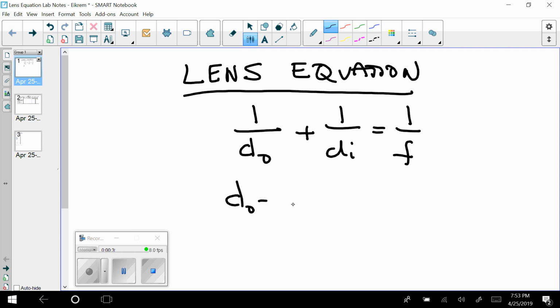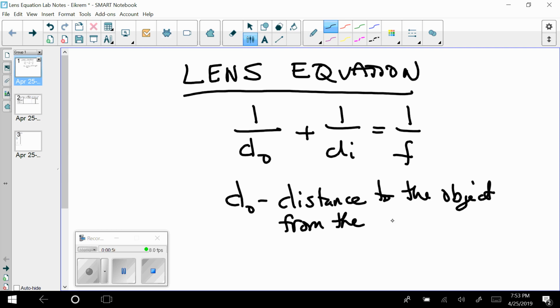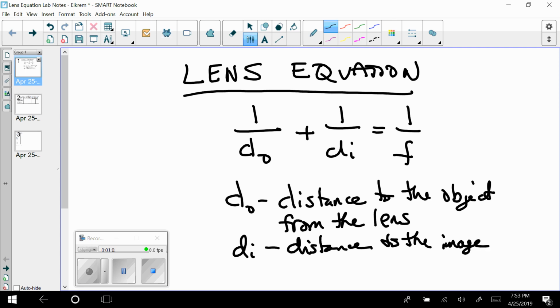dO is the distance to the object from the lens. dI is the distance to the image from the lens. F is the focal length of the lens.